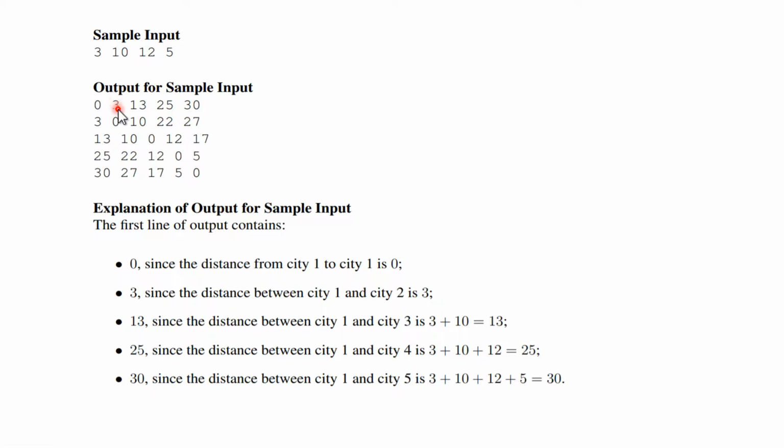And this 3 is the distance between the first city and the second city. And this 13 is the distance between the first city and the third city. You can see that's the sum of 3 and 10, and so on. This 25 is the sum of these 3 numbers. This 30 is the sum of these 4 numbers. And you can also read the explanation here.